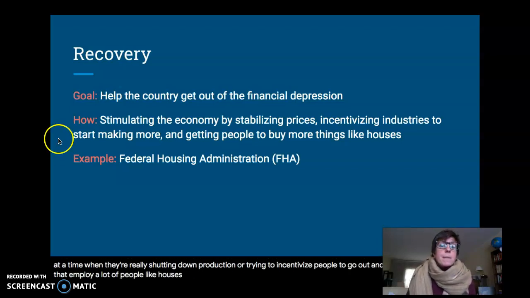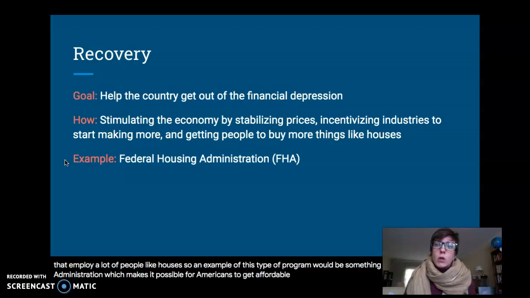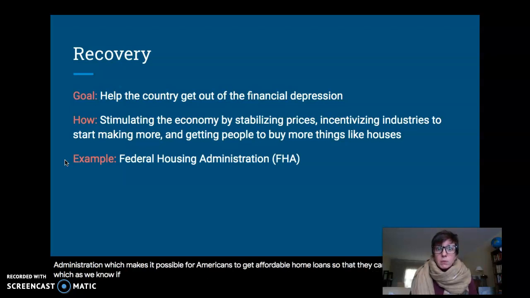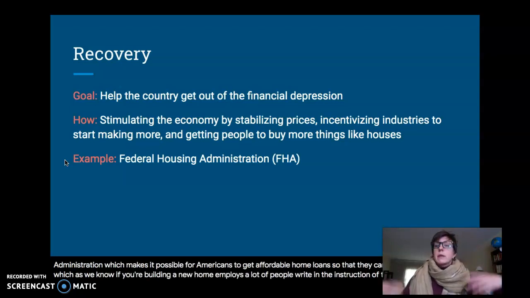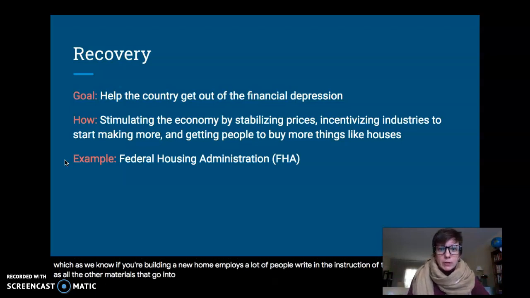Or trying to incentivize people to go out and buy big expensive things that employ a lot of people, like houses. So an example of this type of program would be something like the Federal Housing Administration, which makes it possible for Americans to get affordable home loans so that they can go out and buy homes, which, as we know, if you're building a new home, employs a lot of people, right, in the construction of the home itself, but as well as all the other materials that go into building it.